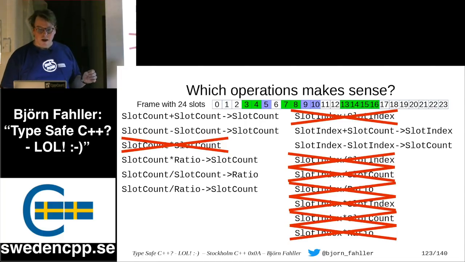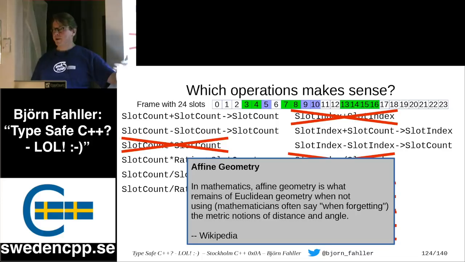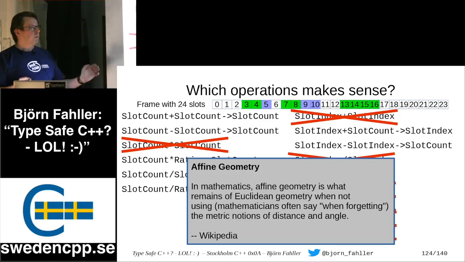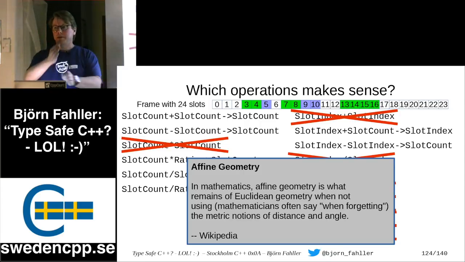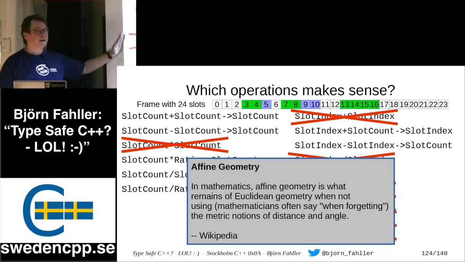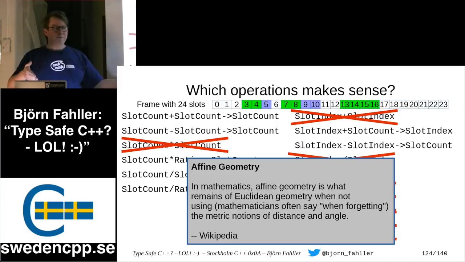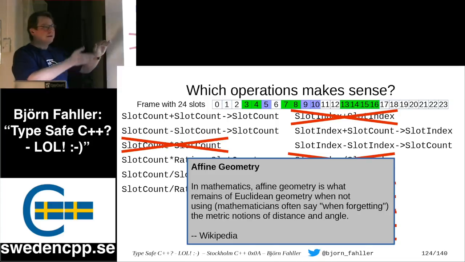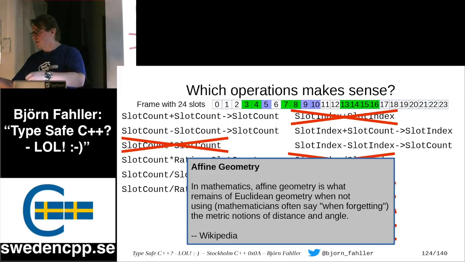So, cool. What I'm thinking about here in the one-dimensional affine geometry is the standard chrono library, where the right-hand side is the time points. They are exact moments in time. You can subtract them and then you get a duration. You can add durations. You can subtract durations. You can divide durations with durations and get a ratio.